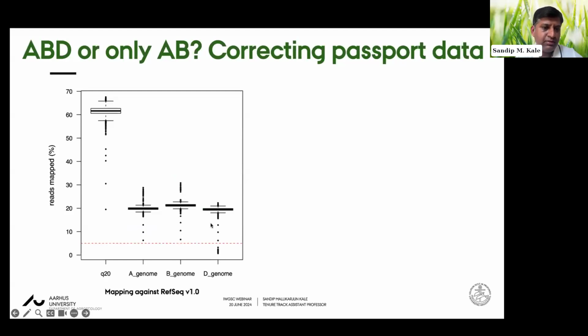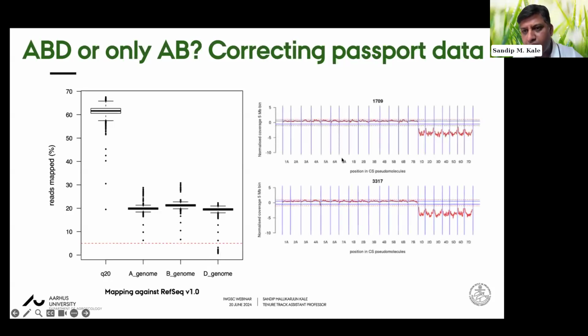But when you look at each subgenome-wise mapping, around 20% of reads were mapped on each subgenome, but there were a few accessions where a very low number of reads were mapped to the D genome. When we looked into the details, we found that there were hardly any reads mapped on the D genome. So these were potential tetraploid accessions which were misclassified as hexaploid. This was the first achievement with this data, that we could correct the errors in the passport.